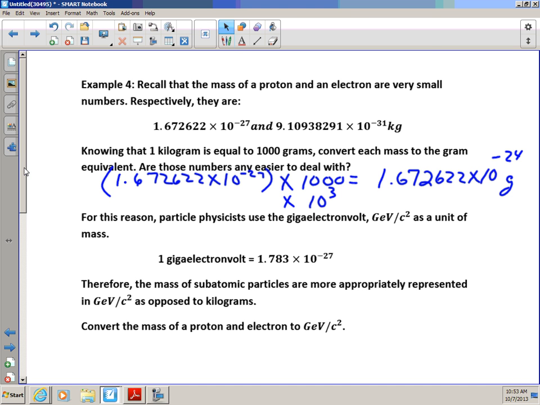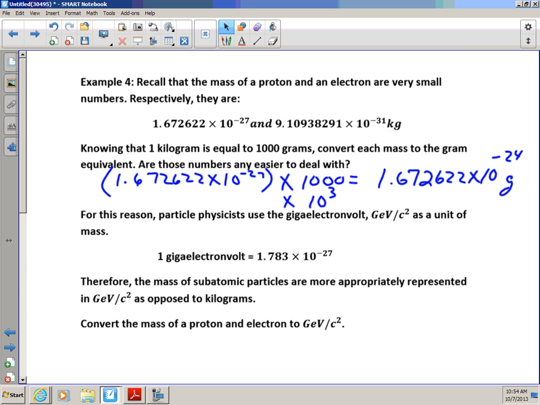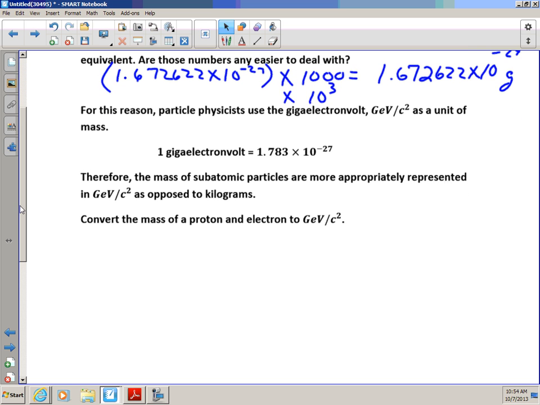So what has happened in science is that particle physicists have come up with their own unit of mass called a giga-electron volt. And 1 giga-electron volt is equal to 1.783 times 10 to the negative 27 kilograms. And the reason is that they want to take these very, very small numbers, and instead of giving them to you in grams or kilograms, they're going to convert them into giga-electron volts.